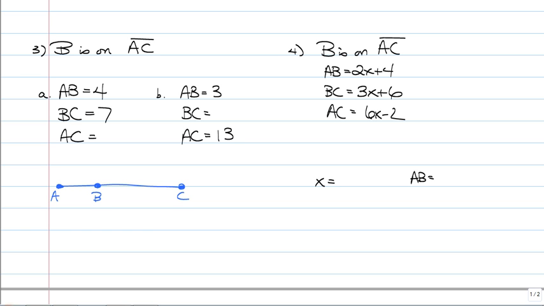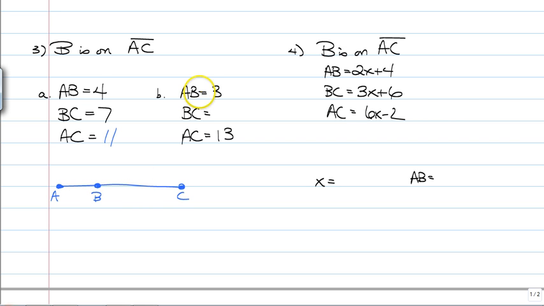So in part A, it says AB is 4. And it says BC is 7, and it wants to know what the length of the entire AC segment is. And you can see we have a little piece and a little piece, so they add up to 11. And that's it. Part A is done. Now part B is going to erase those figures and start a new problem.